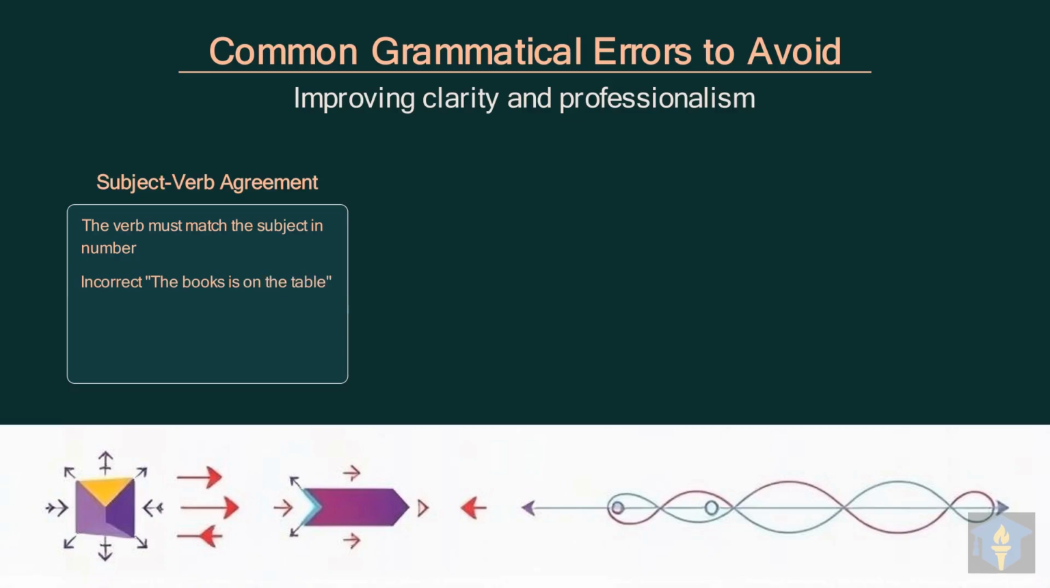For instance, saying "the books is on the table" is incorrect. The verb "is" doesn't agree. The correct way to say it is "the books are on the table," using "are" for a plural subject.